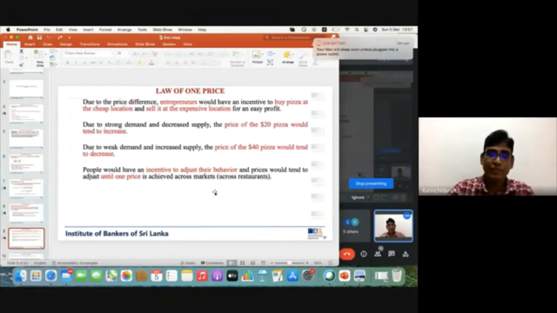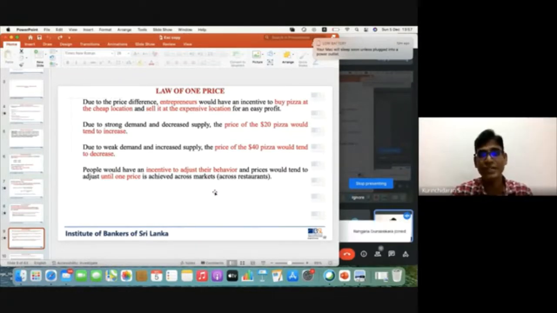But ultimately, what would happen is that everybody will be going to the restaurant where pizza is sold at $20. So there's no other way: the $40 pizza producer should reduce the price. Automatically he will go from 40 to 35, then 30, then 25, because we are talking about the same pizza. Finally he has to reduce his price and be on par with the other restaurant. So you would settle at the same price, so one price.